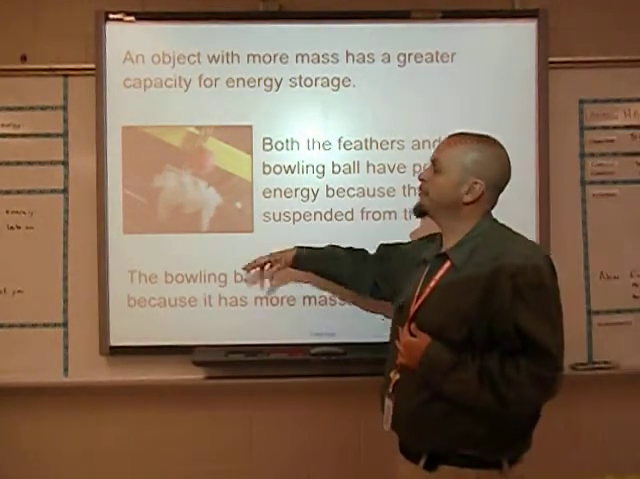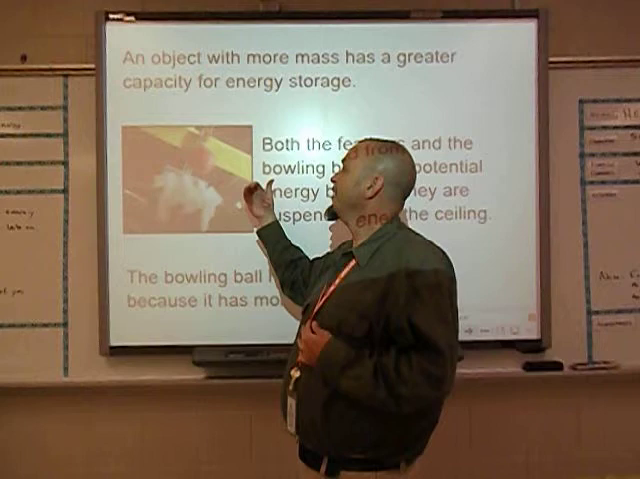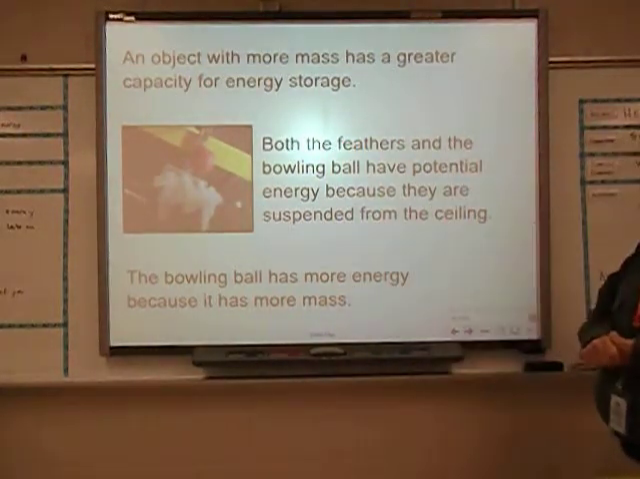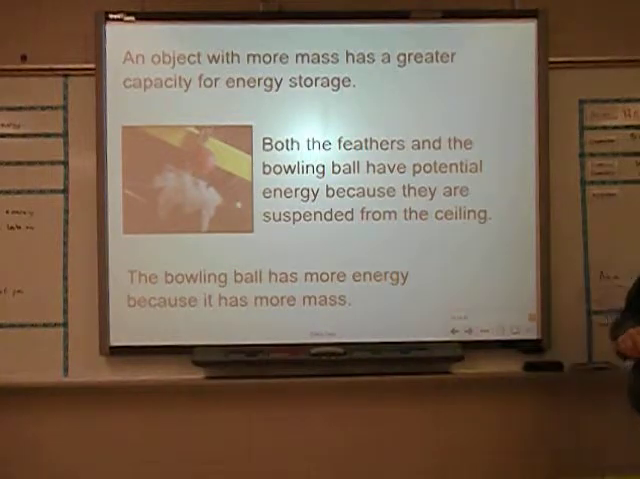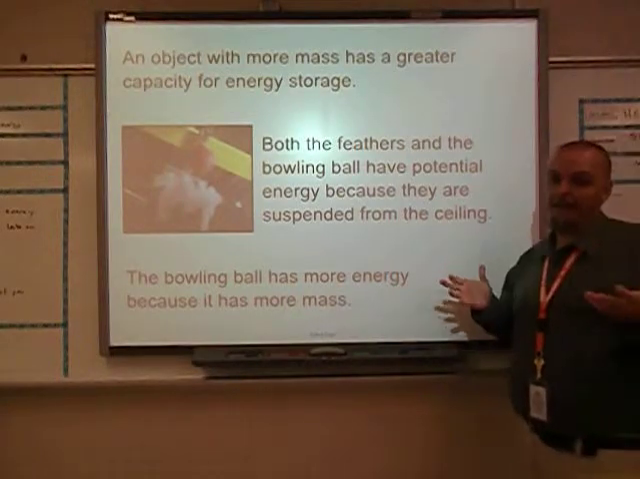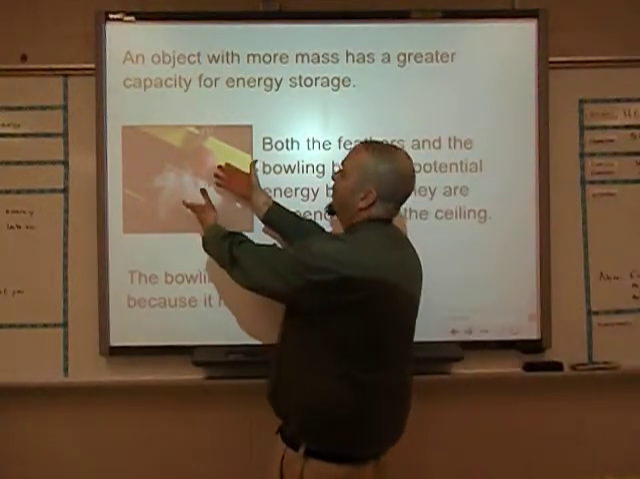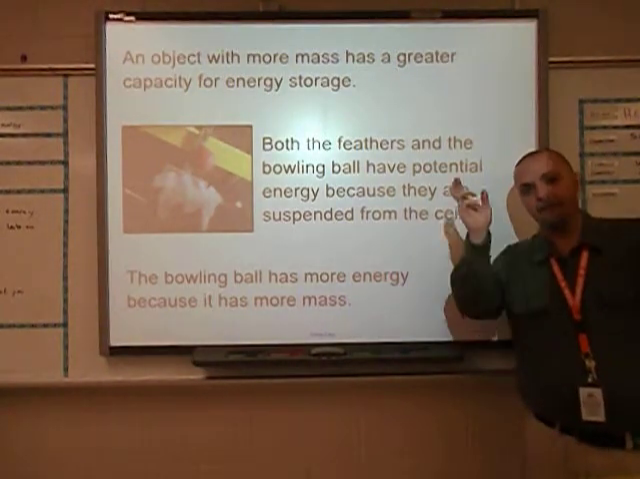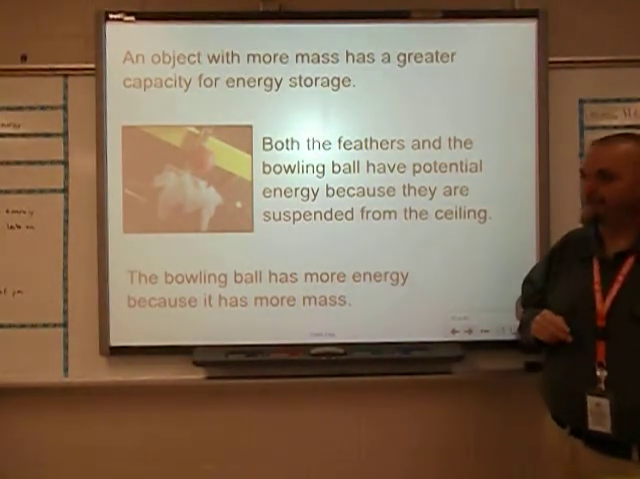Here in the picture there's a bowling ball and a bunch of feathers that are suspended from a ceiling. They're both at the same height. But we would say the bowling ball has more gravitational potential energy because the bowling ball has more mass. Think about the act of getting them there. Lifting the feathers and the bowling ball to the ceiling and putting them on those little racks that they're on.